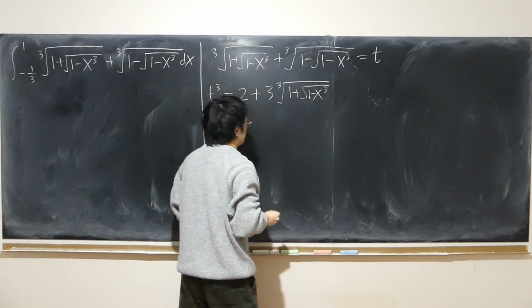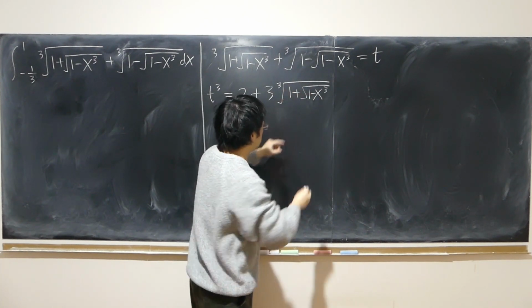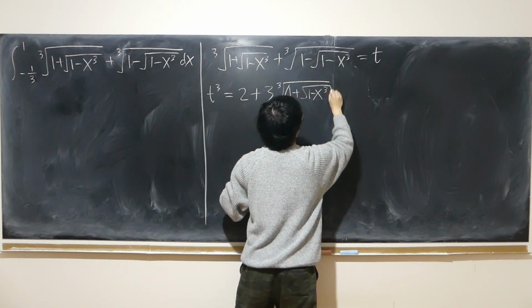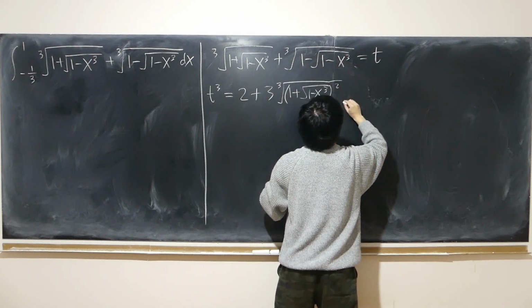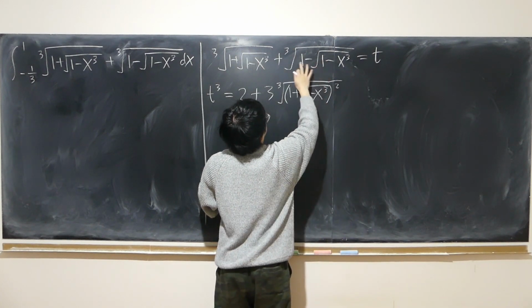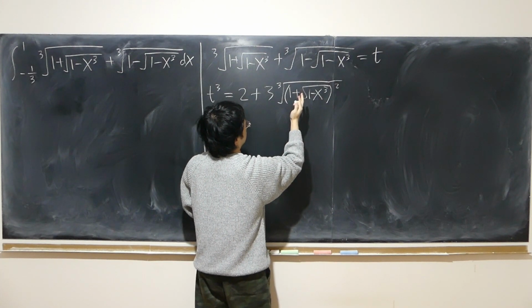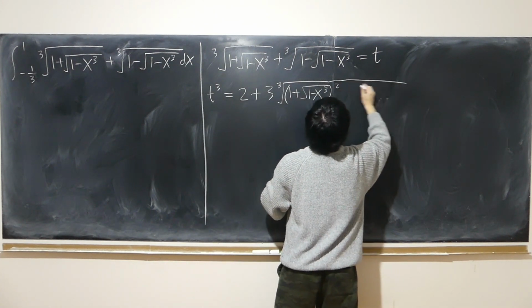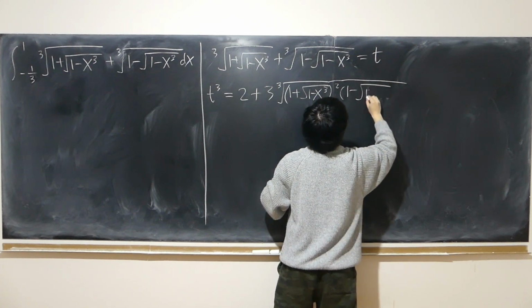This square, I can put the square inside the cubic root. This is perfectly fine. And times this. Since this is a cubic root and here is a cubic root, I just combine the cubic roots. So copy down the inside, 1 minus.